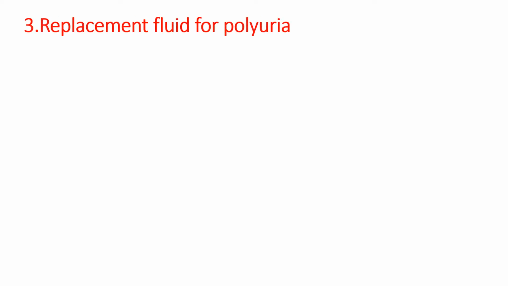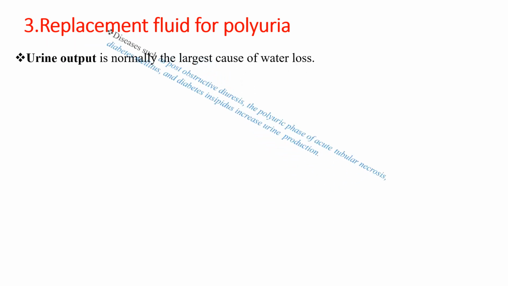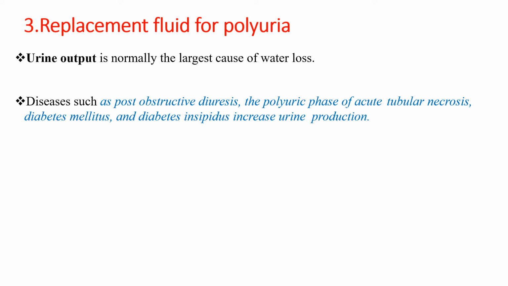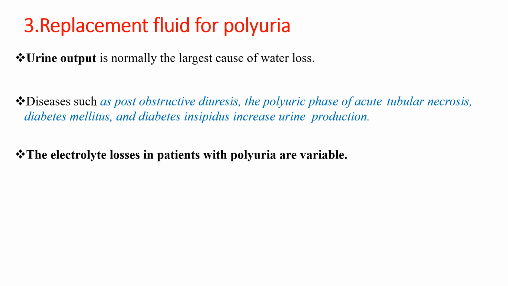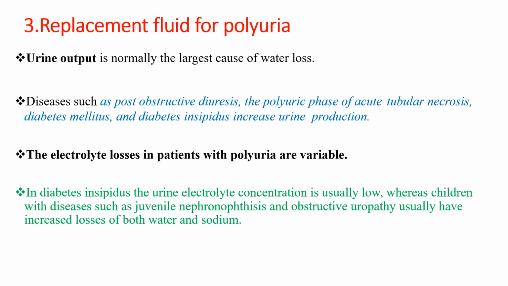The other is replacement fluid for polyuria. Urine output is normally the largest cause of water loss. Diseases such as post-obstructive diuresis, the polyuric phase of acute tubular necrosis, diabetes mellitus, and diabetes insipidus increase urine production. The electrolyte losses in patients with polyuria are variable. In diabetes insipidus, for example, the urine electrolyte concentration is usually low, whereas children with diseases such as juvenile nephronophthisis and obstructive uropathy usually have increased loss of both water and sodium.